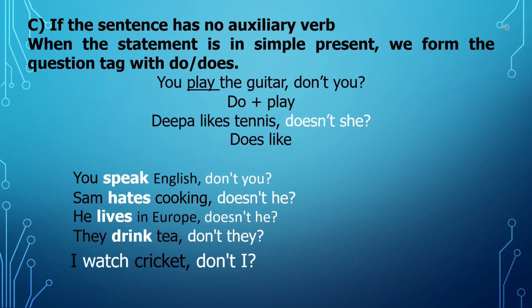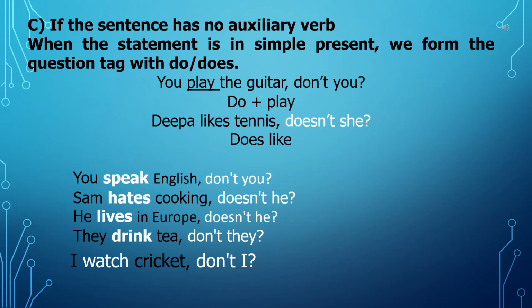Let us see the next structure. If a sentence has no auxiliary verb, when the statement is in simple present tense, we form the question tag with do or does. Again, I repeat, if the sentence has no auxiliary verb. For example, you play the guitar. The statement is in simple present tense, so we form the question tag with do or does. You play the guitar, don't you? For negative statements, we make it into positive, saying, do you.